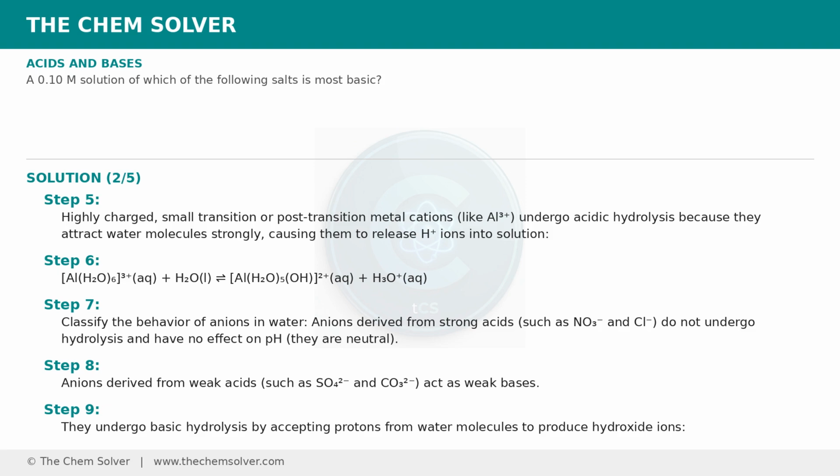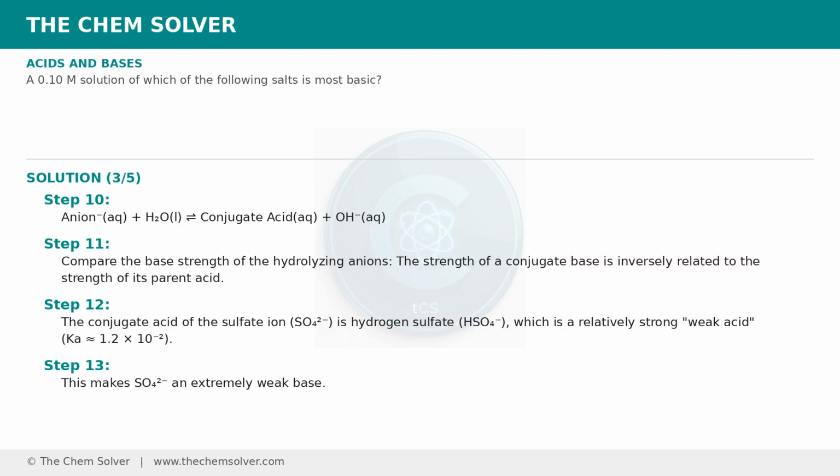Classify the behavior of anions in water. Anions derived from strong acids, such as NO3- and Cl-, do not undergo hydrolysis and have no effect on pH. They are neutral. Anions derived from weak acids, such as SO4 2- and CO3 2-, act as weak bases. They undergo basic hydrolysis by accepting protons from water molecules to produce hydroxide ions. An anion- + H2O is in equilibrium with conjugate acid + OH-.